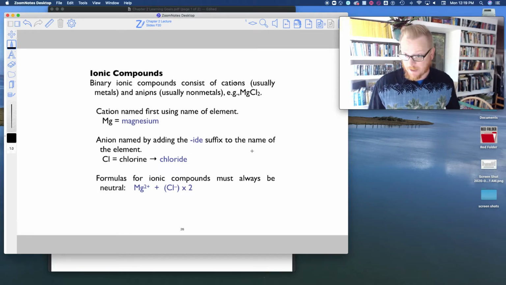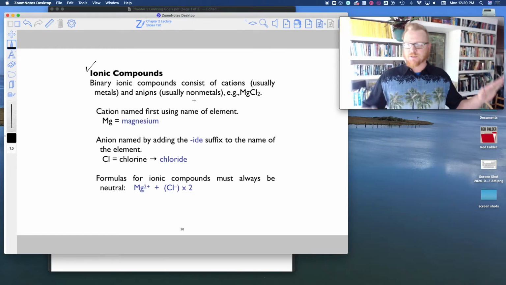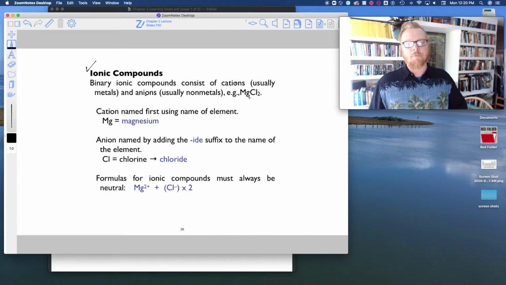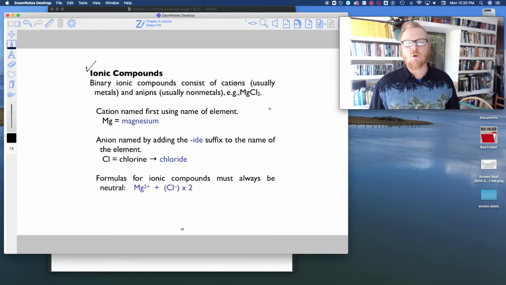Okay, so that was covalent compounds. Here comes ionic compounds. So binary ionic compounds consist of a cation, which is usually a metal, and an anion, usually a nonmetal. Remember, we talked about that in the previous lecture. Ionic compounds are metals and nonmetals, or in other words, the leftmost side of the periodic table combined with the rightmost side of the periodic table. And so when we write these, it's order specific. It's always going to be cation first, anion second. Always cation, anion.